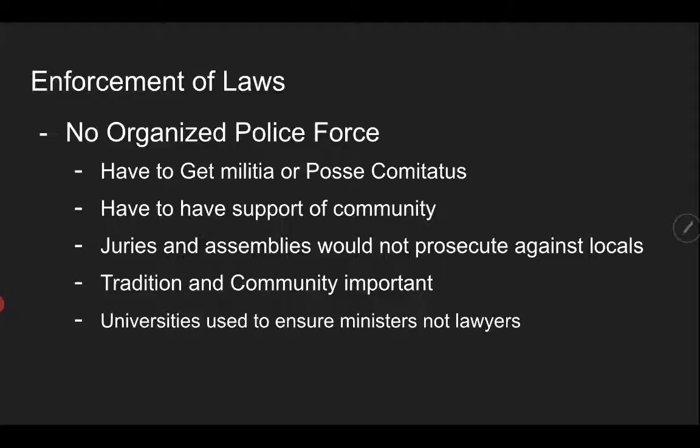So, you know, in order to enforce laws, you have to have the support of the community. It is impossible to enforce these laws unless you just kill people without the support of the community. And the crown has lost support by the community.